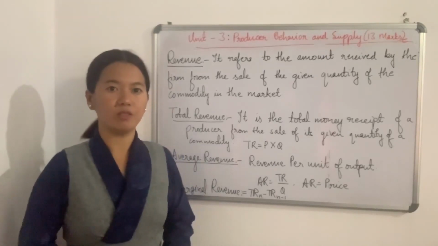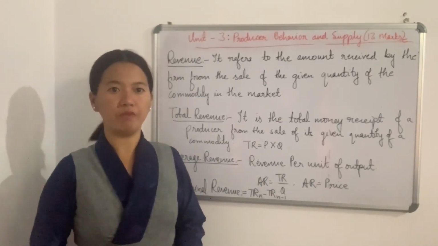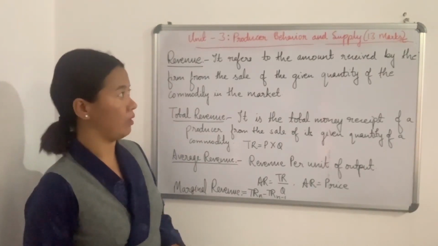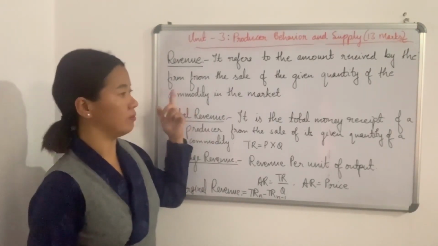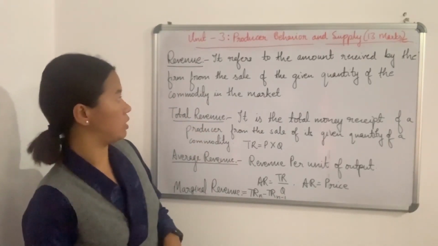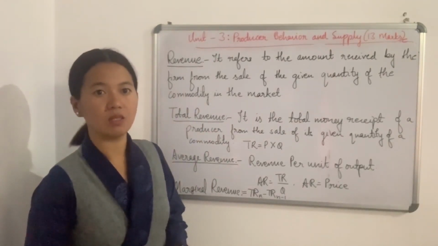Next very important concept is the concept of revenue. The revenue refers to the amount of money which is received by the firm or the producer from the sale of its given quantity of the commodity in the market.